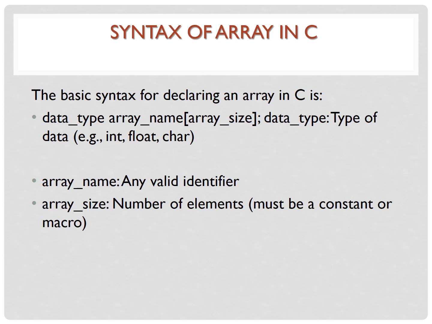Now we can see the basic syntax for declaring an array in C language: data type, array name, and within square brackets, array size. Data type is nothing but the type of data, for example int, float, char. Array name can be any valid identifier. Array size is the number of elements, and it must be a constant or a macro.